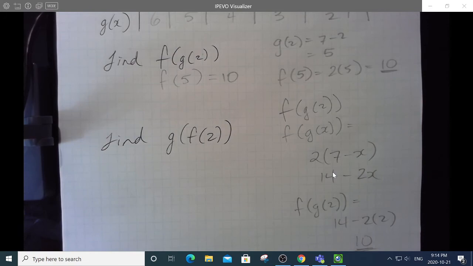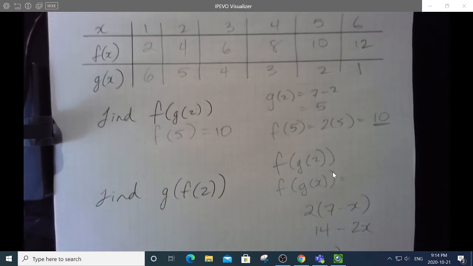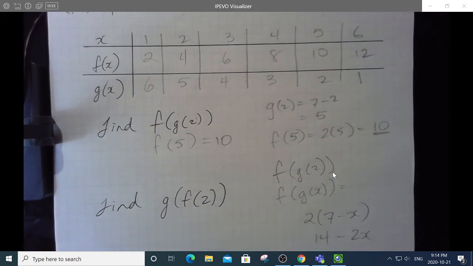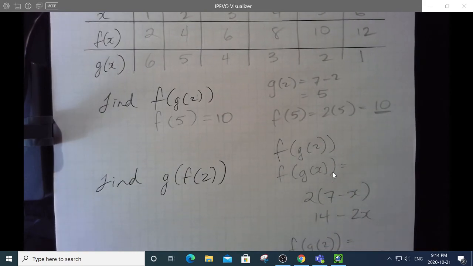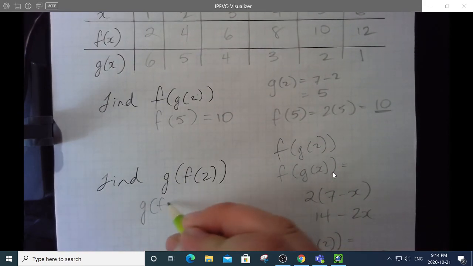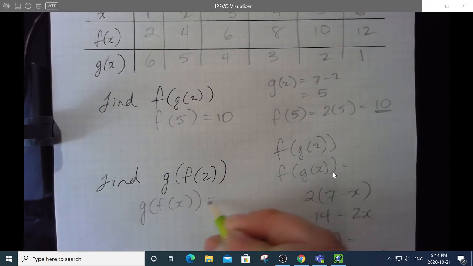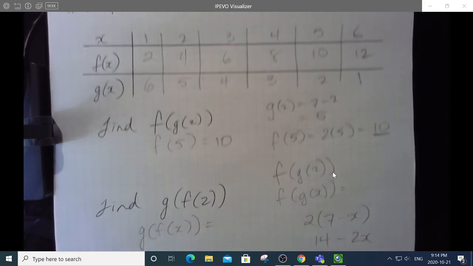Okay, why don't you try this one? Find g of f of 2. Will it also be 10? Will f of g of x equal the same thing as g of f of x? Probably not, but try it. Try it all 3 ways. See if you can get it from the chart. Then see if you can get it by just figuring out f of 2, plugging that number in and getting g of 2. And then see if you can do it this algebra way where you actually find g of f of x. Okay, I'll give you a sec. Pause the video and try it.